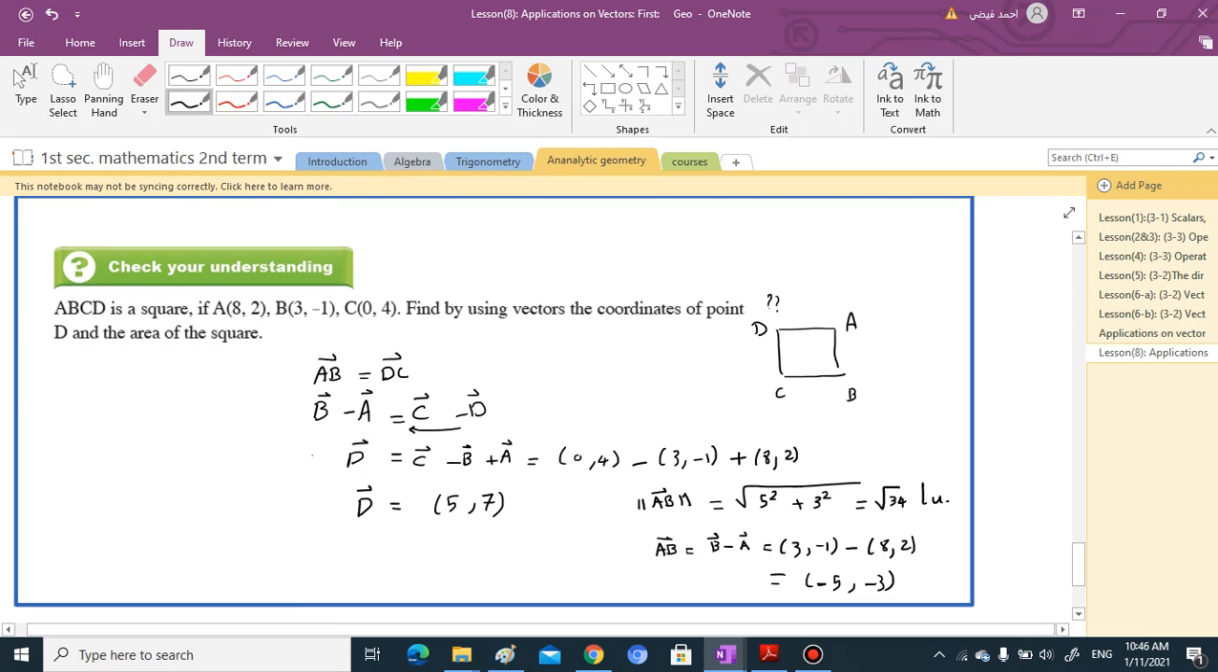So if you want to find the area of square ABCD, it equals root 34 times root 34, which equals 34 square units.